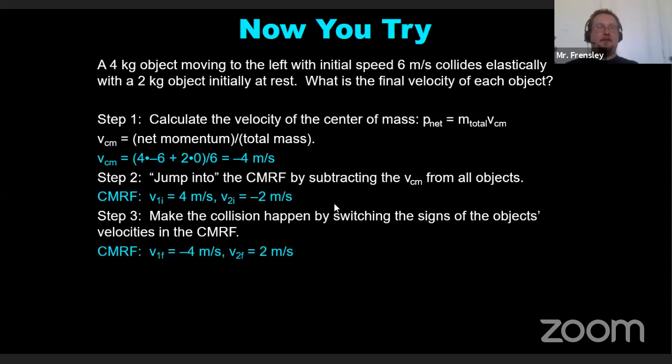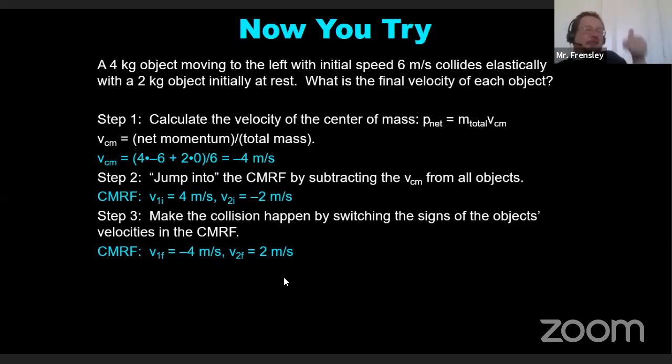When the collision happens, the center of mass sees 4 right meters per second become 4 left meters per second, and 2 left meters per second become 2 right meters per second. So when the collision happens, the velocities switch. So this is now V1 final, V2 final, where V1 is the lighter object, right?